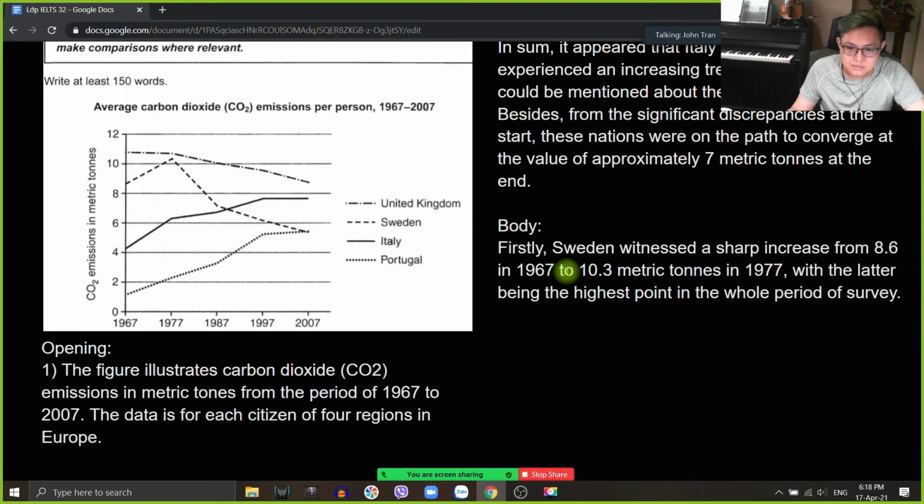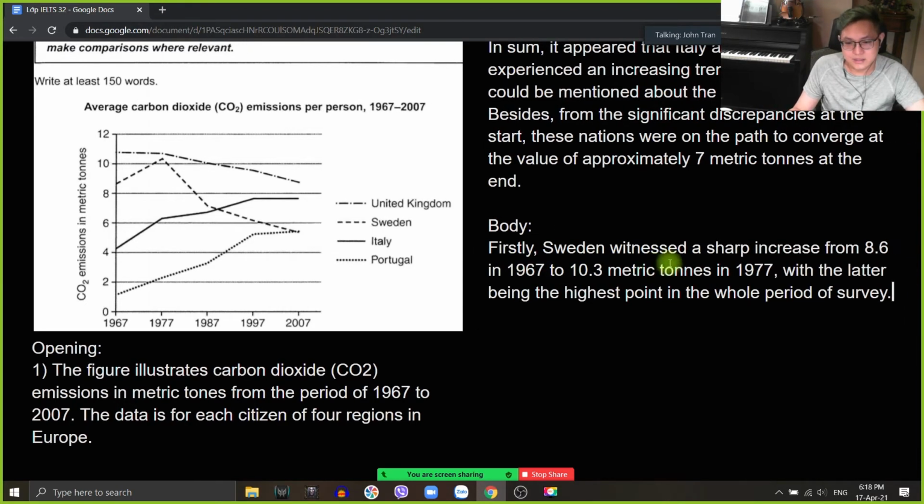Đầu tiên, Thụy Điển đã chứng nhận, đã nhìn thấy được một cái sự gia tăng mạnh từ 8.6 vào năm 1967 đến 10.3 metric tons vào năm 1977. Phải. Với cái sau tức là cái 10.3. The latter is basically 10.3 metric tons here. Với cái sau là cái điểm cao nhất trong nguyên một cái chu kỳ khảo sát.